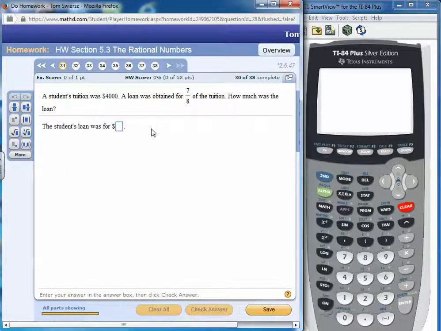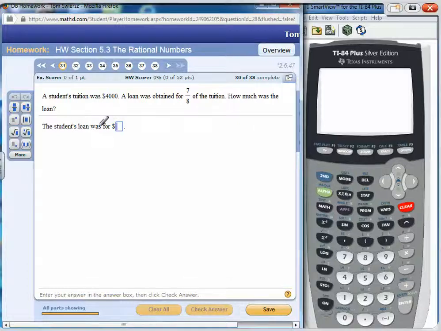A student's tuition was $4,000. The loan was obtained for 7/8 of the tuition. How much was the loan? Again, here the key is a fractional part of something means multiply. So you're taking 7/8 of the tuition, which is 4,000. So you're just multiplying 4,000 by 7/8, or 7/8 times 4,000.